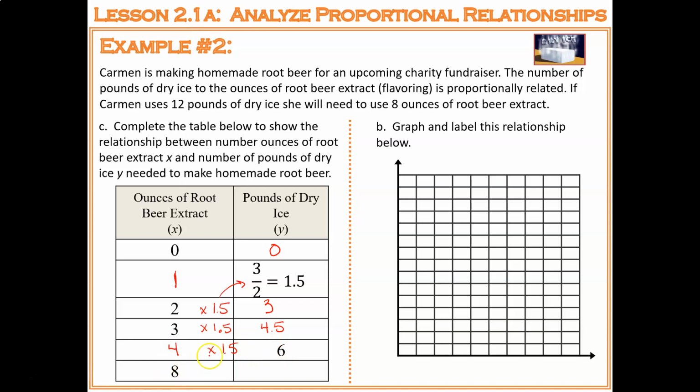Here they give us the x. We're going to multiply that 8 times the constant of proportionality. So 8 times 1.5 is 12.